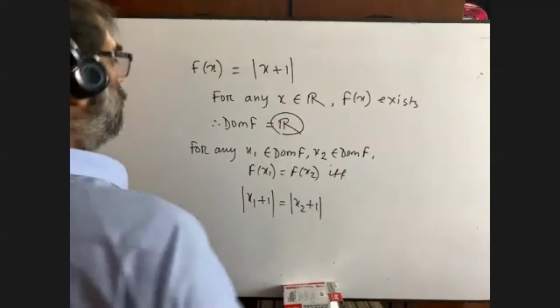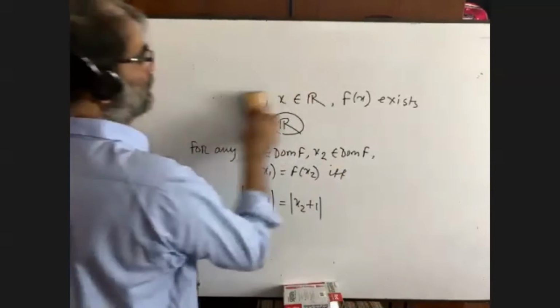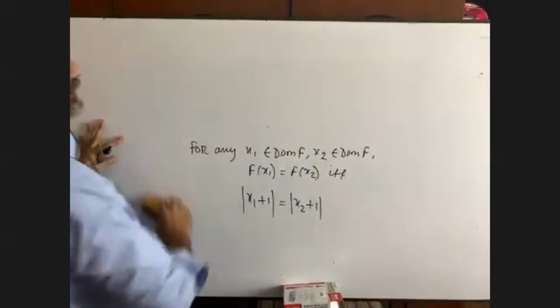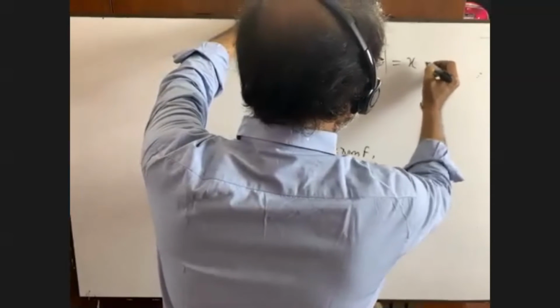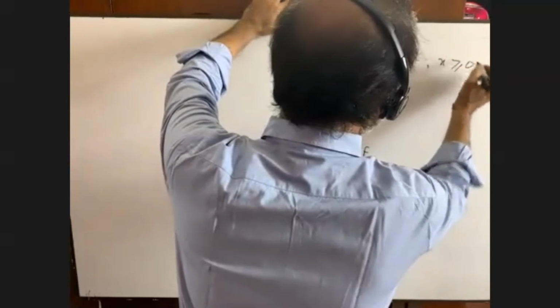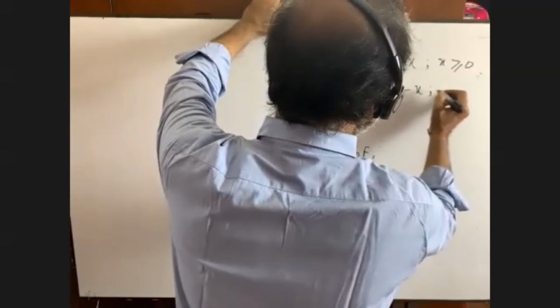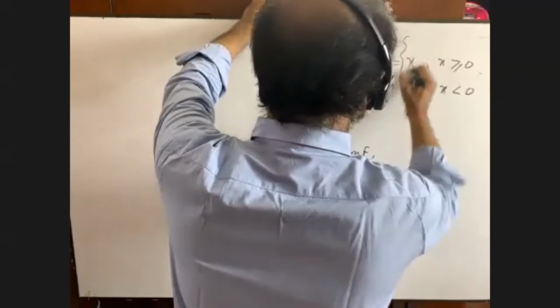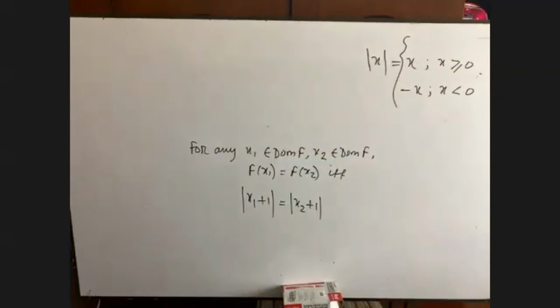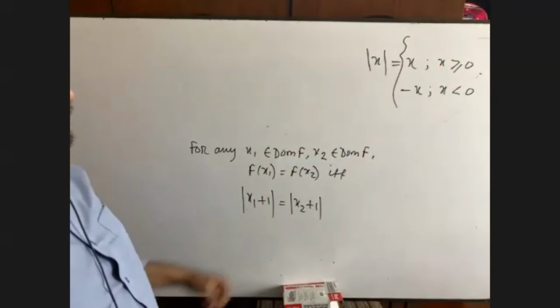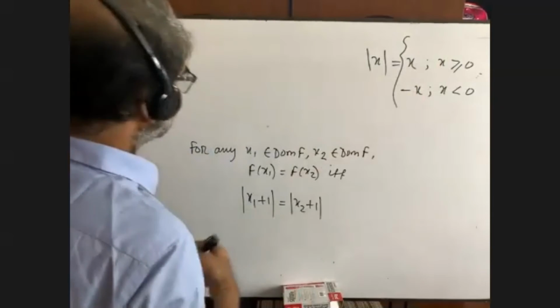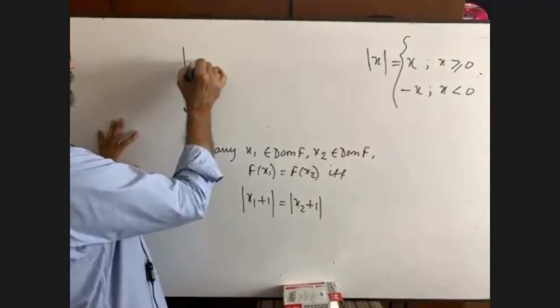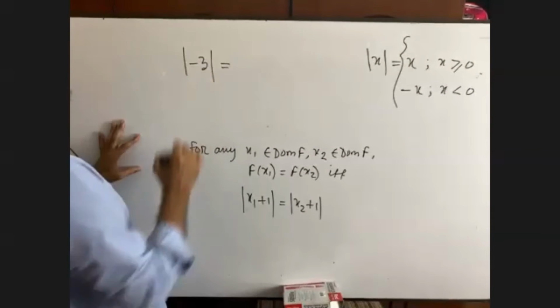Now we have to know what the absolute value sign is. Its value is x when x is greater than or equal to 0. Its value is minus x when x is less than 0. The absolute value of x has two values, one of them is x and the other is minus x. Do you know it? One day perhaps I showed you. Suppose you are going to find the value of this. What is the value of the absolute value of minus 3?